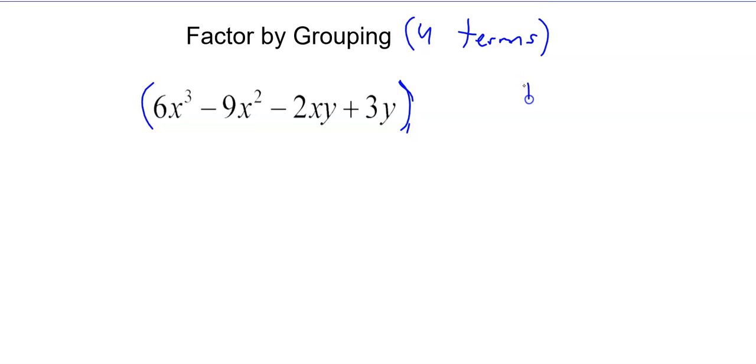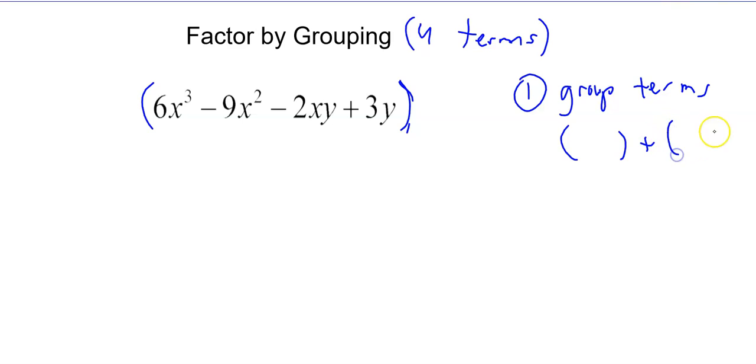So first step is to group the terms. You want to have groups of two. Typically, I'll group the first two terms, then a plus sign in the middle, and the next two terms. If that doesn't work and you're unsuccessful, then sometimes we group the first and third terms, and the second and fourth terms, or some other combination. But typically, it's going to work.